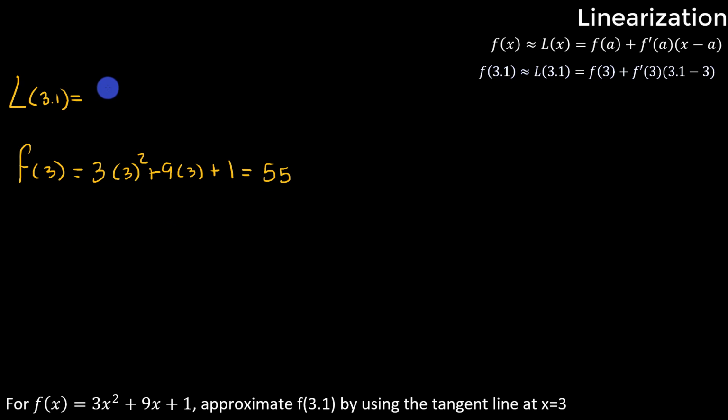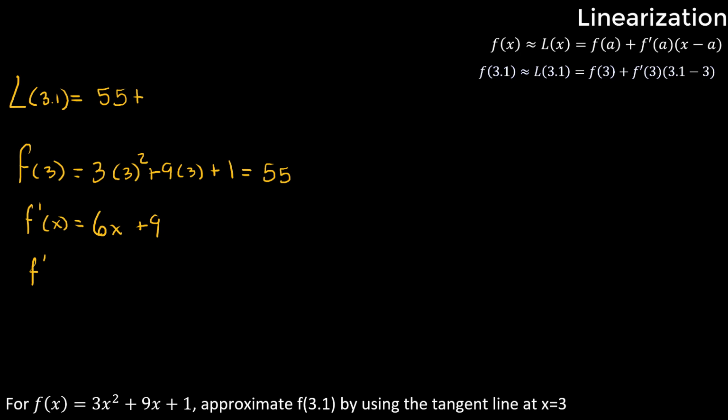That is 55. And then we will be adding this. So this is our base. Then we'll be adding this to the derivative evaluated at 3. So let's go ahead and calculate the derivative. So f prime of x, well, 3x squared, so you drop the power, that'll be 6x, plus, well, 9x, that'll just be 9. And then that 1 just disappears. So we're good. We have our derivative is 6x plus 9.